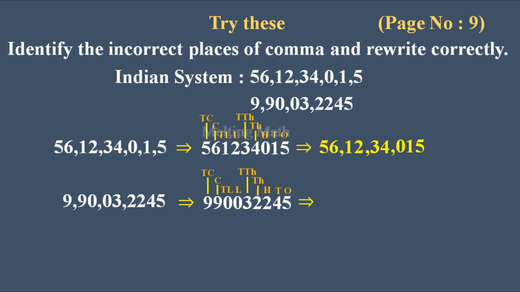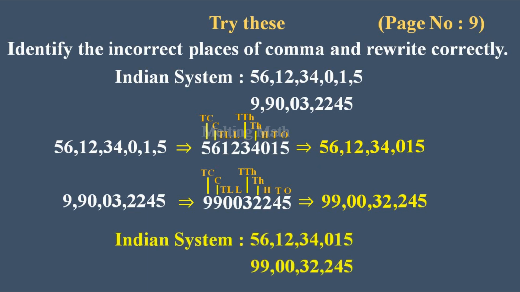Okay, so we know the ones, tens, hundreds come under the ones period, so put a comma after the 3 digits from backwards. Next, thousands and 10,000s come under the thousands period, so put a comma after these 2 digits. Next, lakh and 10 lakh come under the lakhs period, so put a comma after these 2 digits. Next, crore and 10 crore come under the crores period, so we don't need to put a comma in front of the number. Okay, so that's it. This is the correct arrangement of the comma.